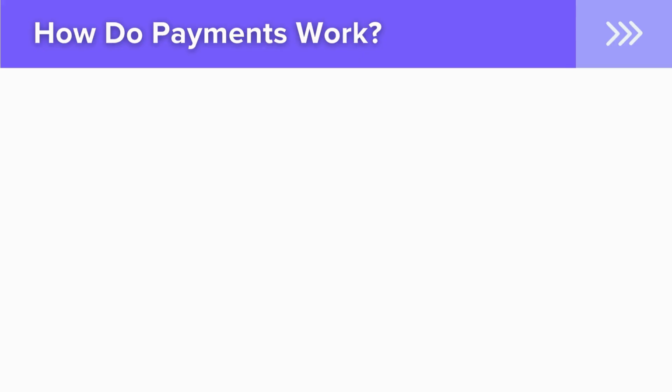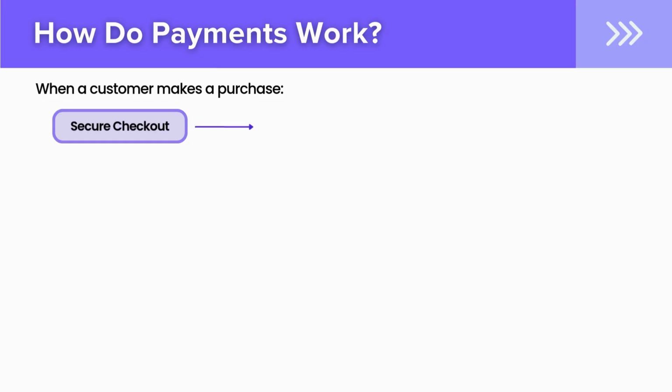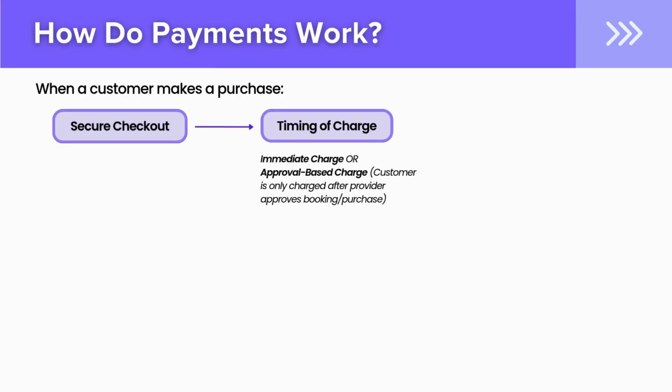So how do payments work? When a customer makes a purchase, they pay through Stripe's encrypted checkout system. The timing of that charge depends on how the provider has the offering set up. Payments are either processed immediately at checkout or only after the provider approves the booking.